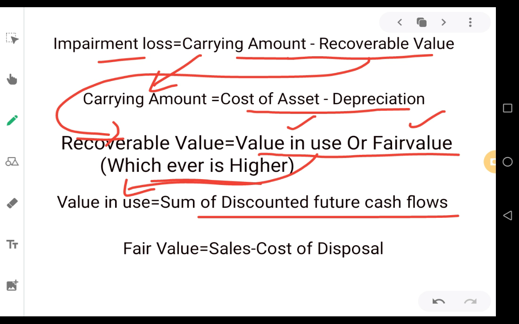At a considerable rate of discount, we discount the future cash flows so that that amount will be equated or brought to the present day's money's value.